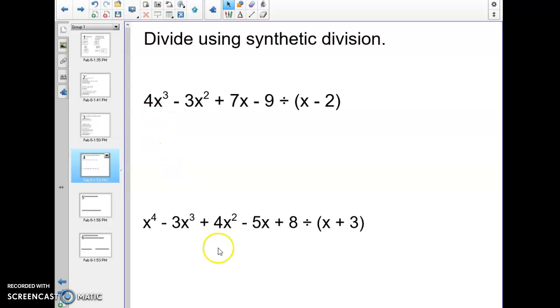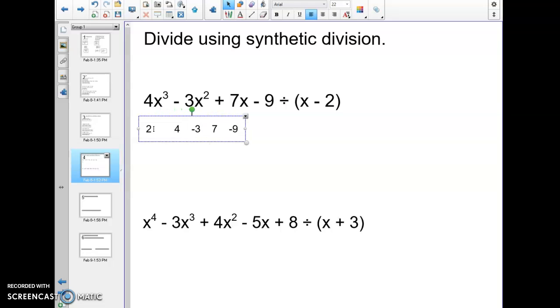Alright guys, now we're going to go through the synthetic division. Our first step is to make this divisor. What can I put in for x to make it equal to 0? And that would be 2. And then I'm going to put down my coefficients, which are, with their signs, 4, -3, 7, and -9.